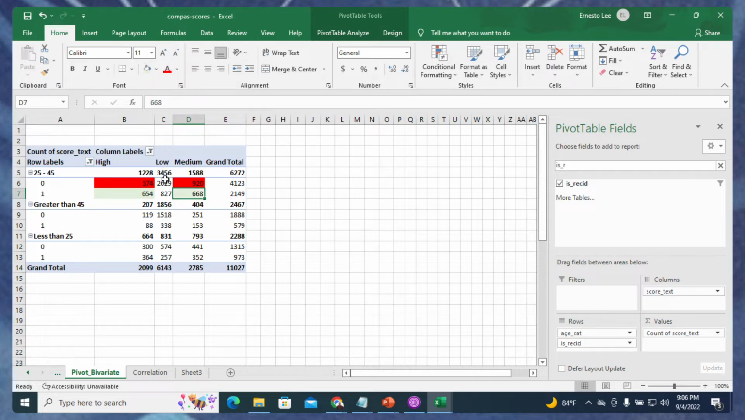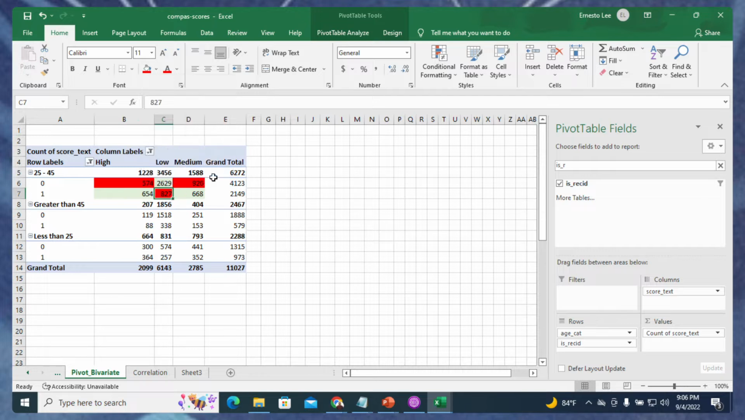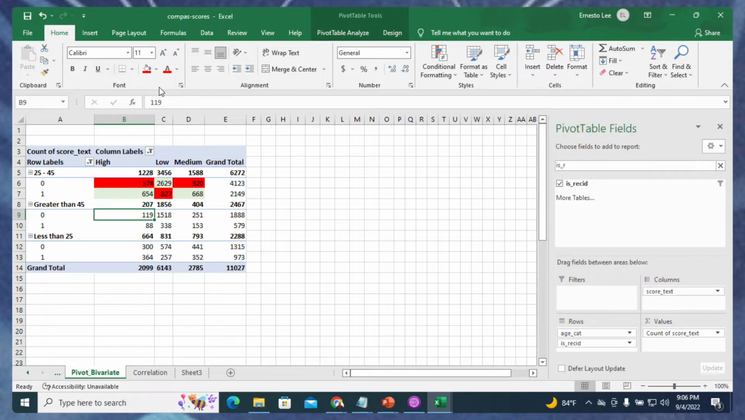Okay. It predicted at this age group right here, 25 to 45, it predicted 3,456 people would be low, meaning they would not reoffend. And so they got it right there. And it predicted 827 people would not reoffend. I'm sorry, 3,456 people would not reoffend, and 827 of them did. All right, so that's what this looks like right here. These are all of the mistakes in the algorithm, and we can do this with all of them here.